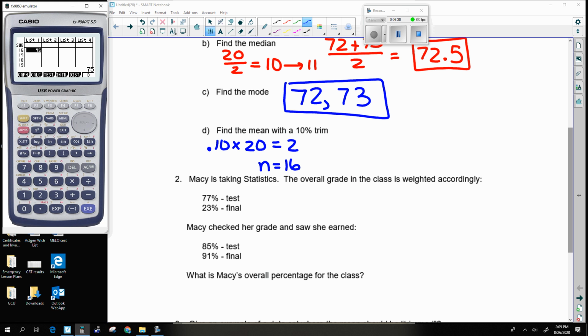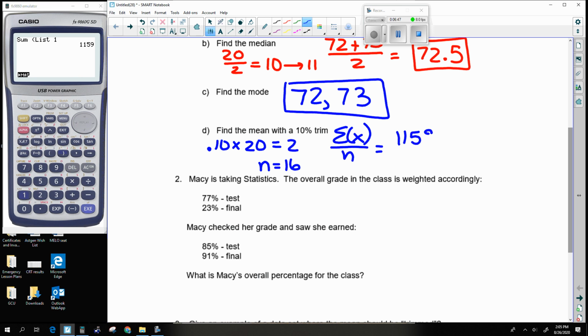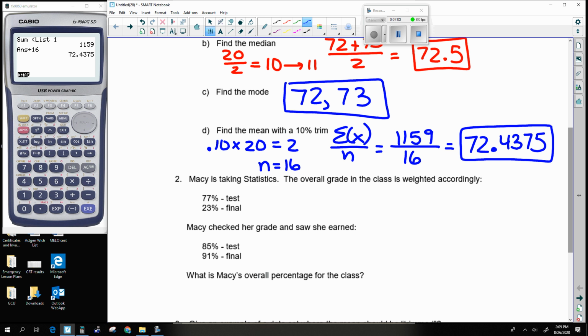And so now I find the average just as I normally would. I add them up and divide by the number of numbers. So I add them up. And I divide by the number of numbers. Note that it is now 16, not 20. Wonderful.